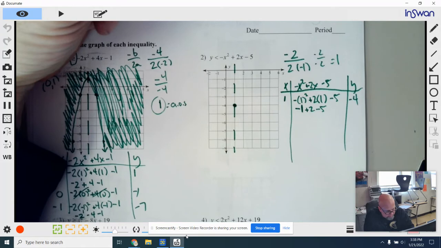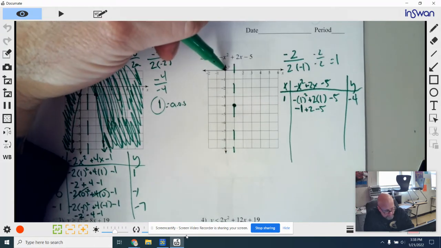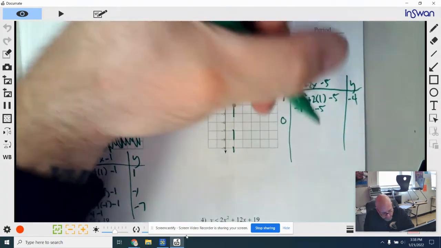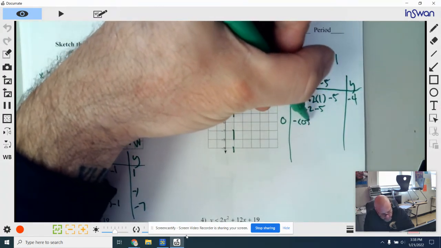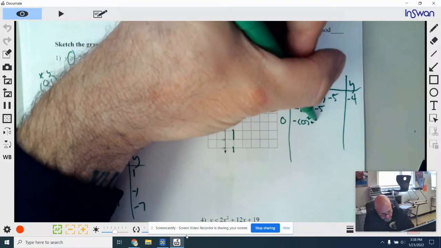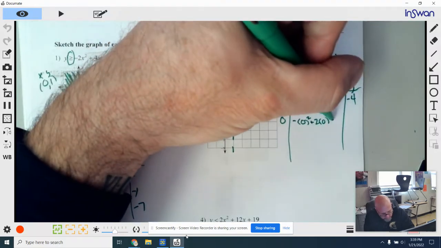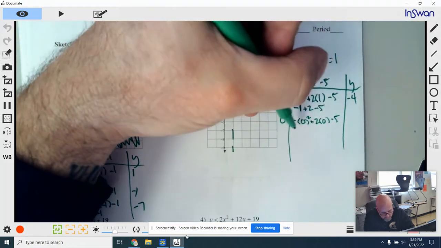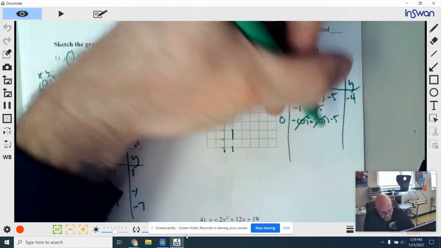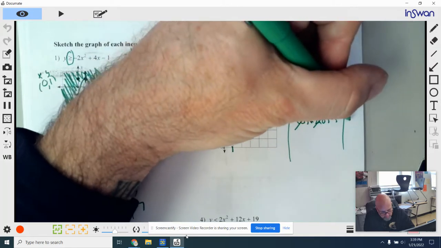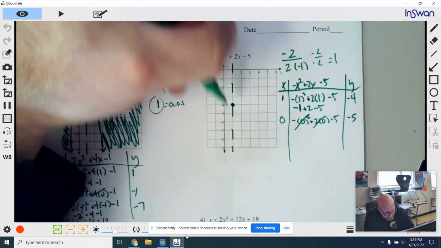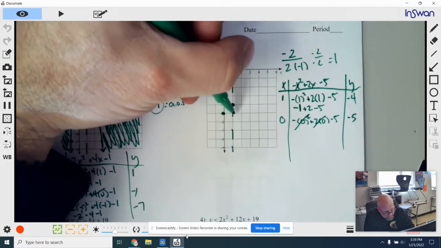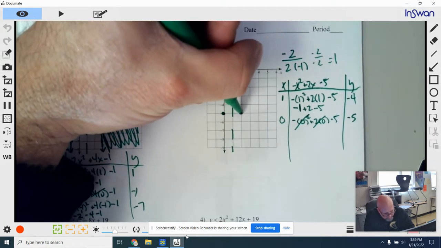Now I need to pick another point to use to plug in. So I see I can definitely choose my x is 0. So I'm going to use that one. So -0 squared plus 2 times 0 minus 5. Again, 0 is very nice to use because, look, this cancels. You're left with just minus 5. So at 0, you're at -5. And then I'm going to reflect this point. So it's 1 away. I'm going to go 1 the other way.